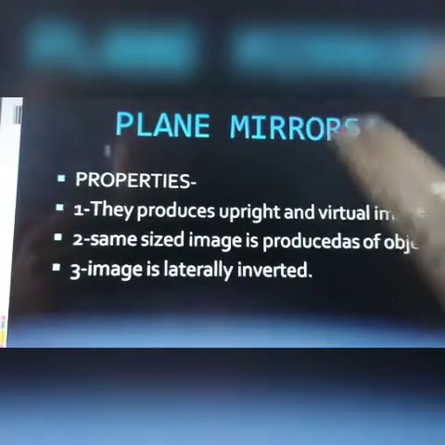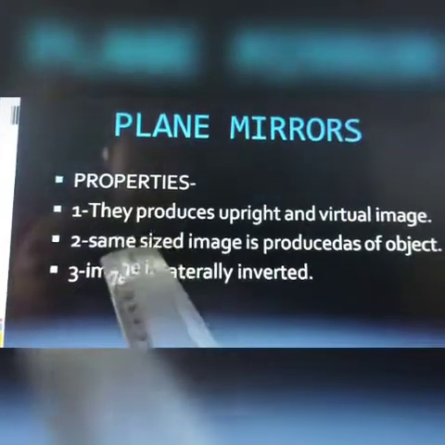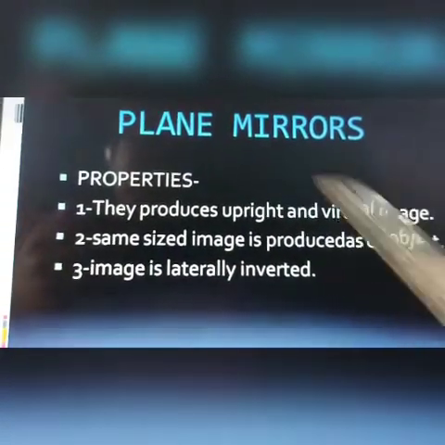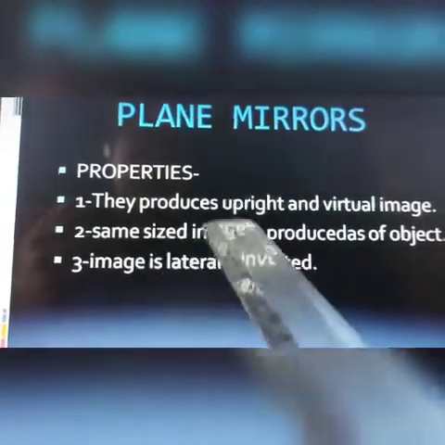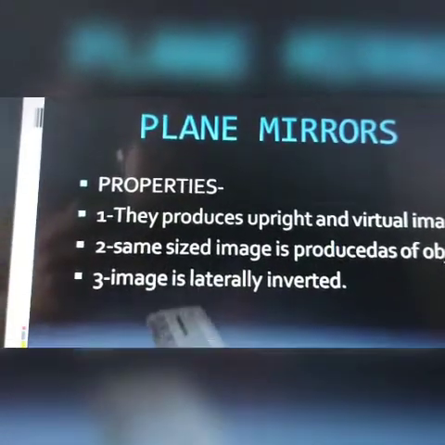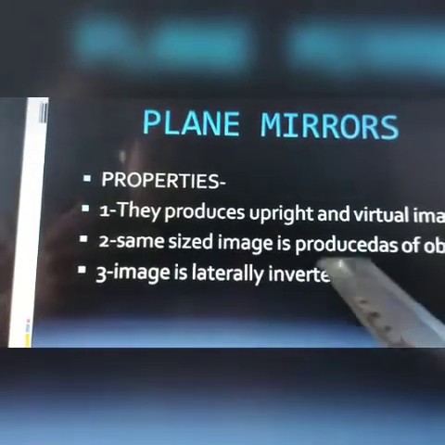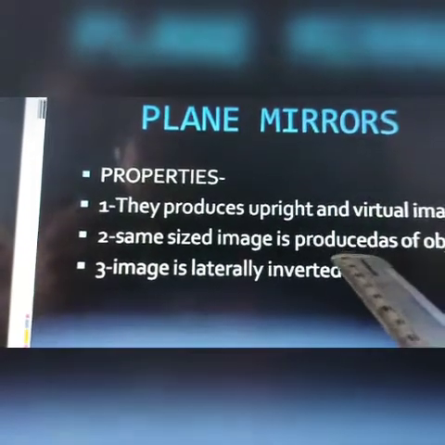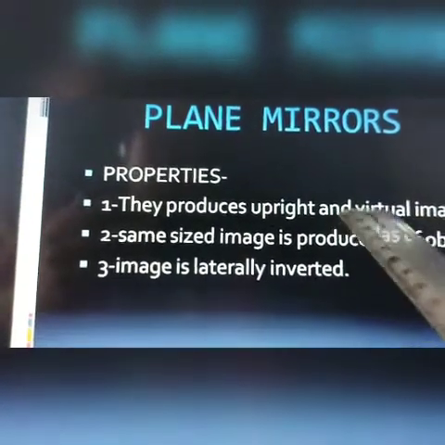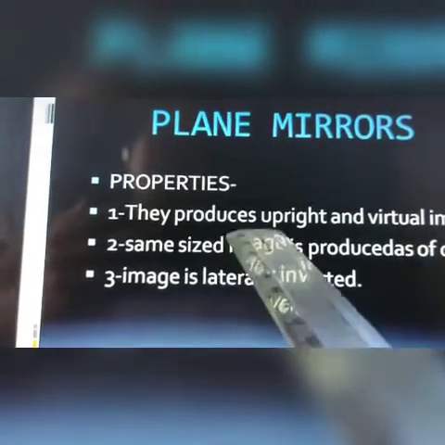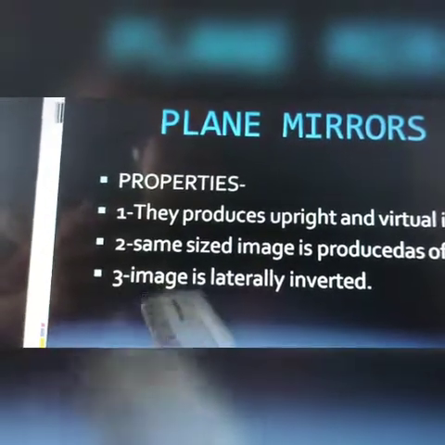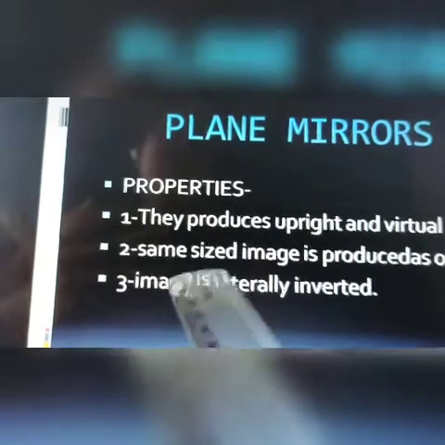In a plain mirror, they produce an upright and virtual image. They produce an image of the same size as the object. Then the image is laterally inverted. Is it clear to you all about the properties of a plain mirror? They produce an upright virtual image, the size of the image is the same as the size of the object, and third, the image is laterally inverted.